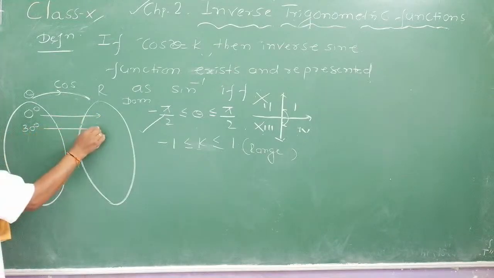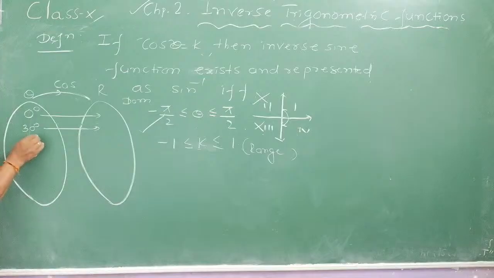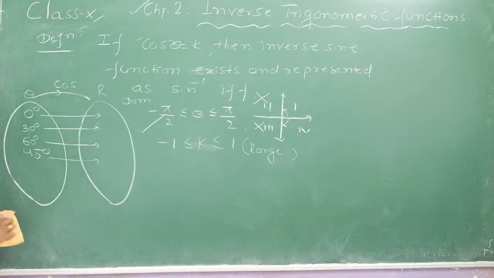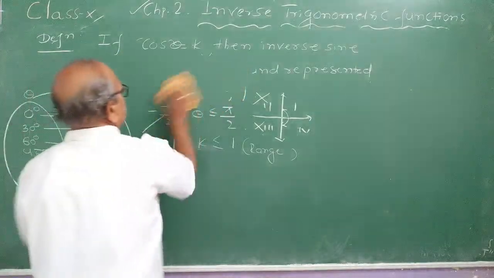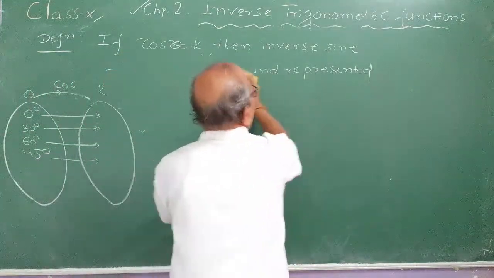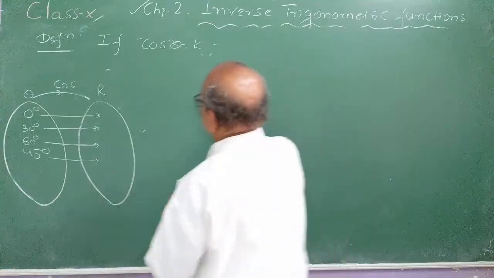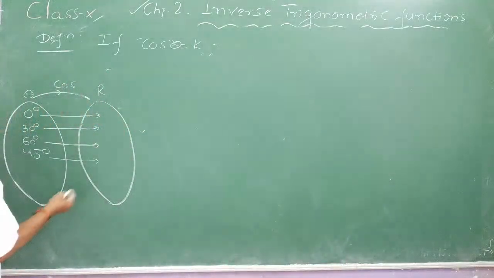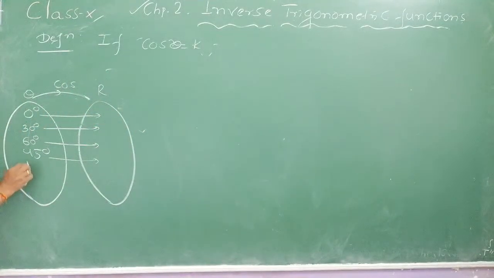30 degree, 60 degree, okay, 45 degree. Just check it before we define the inverse, domain and range of the inverse cosine function. I will take 120 degree. I will take 135 degree. Let us check for a few more values.